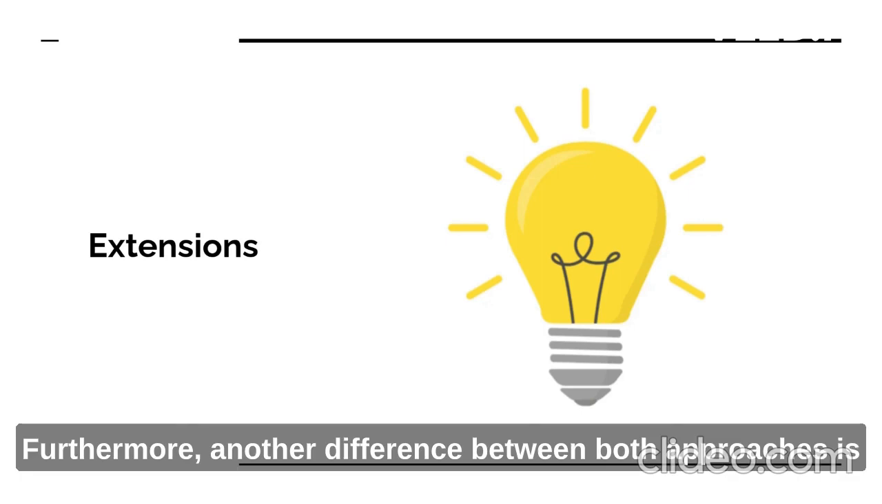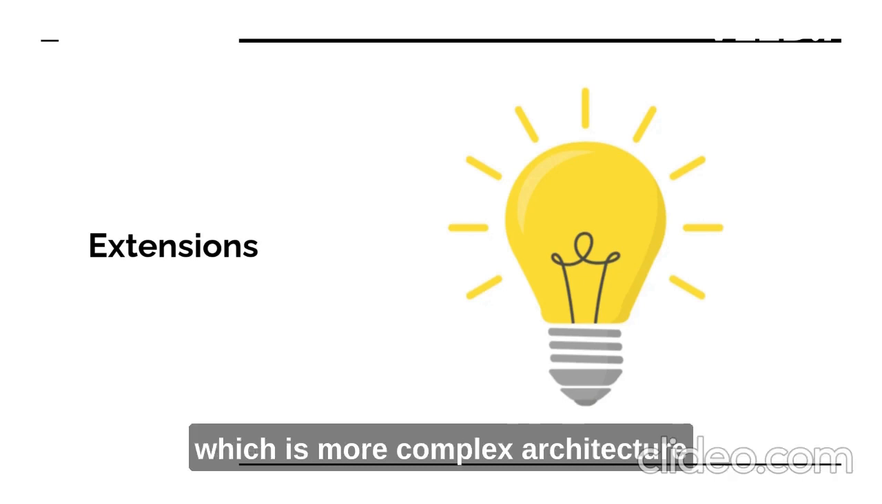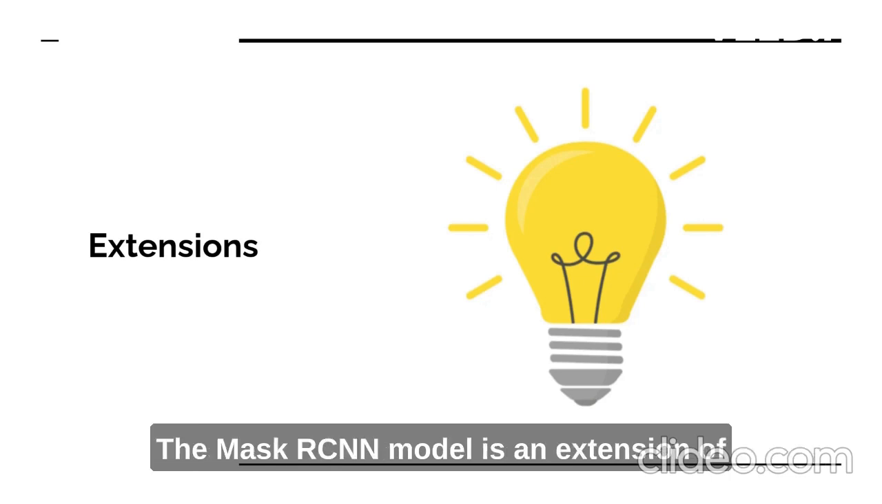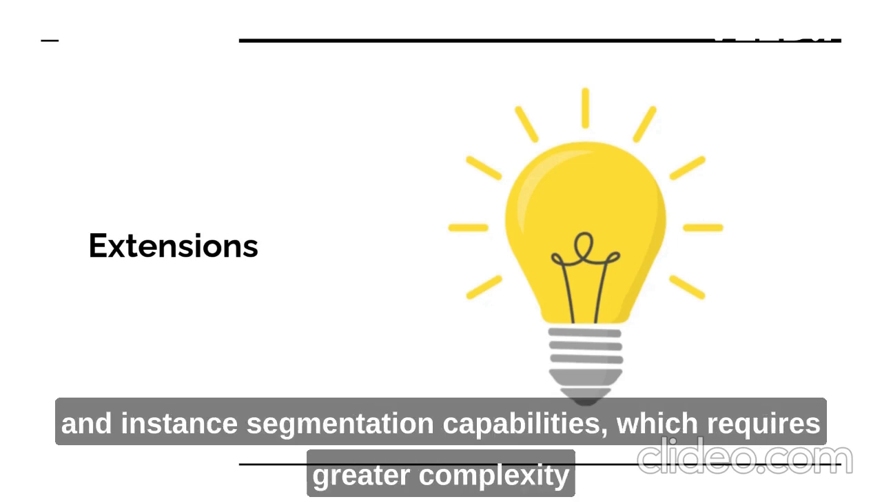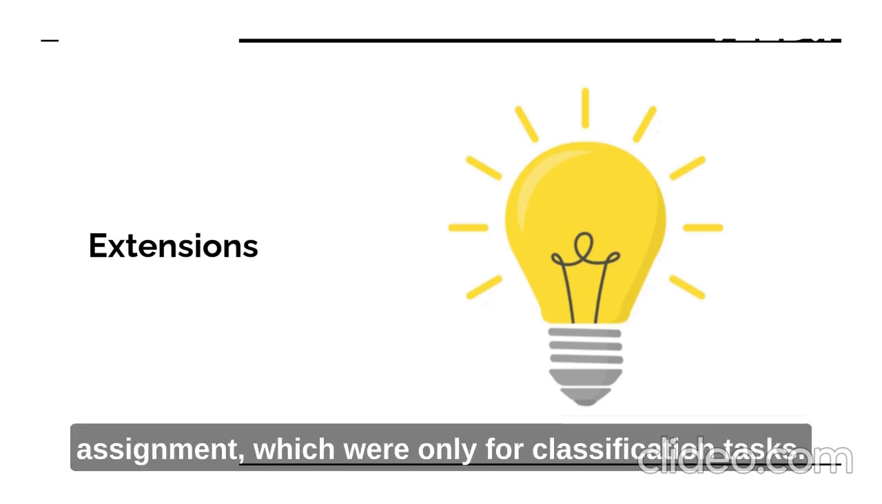Furthermore, another difference between both approaches is that the extended approach utilizes the Mask-RCNN model, which is a more complex architecture specifically designed for instance segmentation tasks. The Mask-RCNN model is an extension of the Faster RCNN architecture, which combines object detection and instance segmentation capabilities, which requires greater complexity than the CNN models used for the first assignment, which were only for classification tasks.